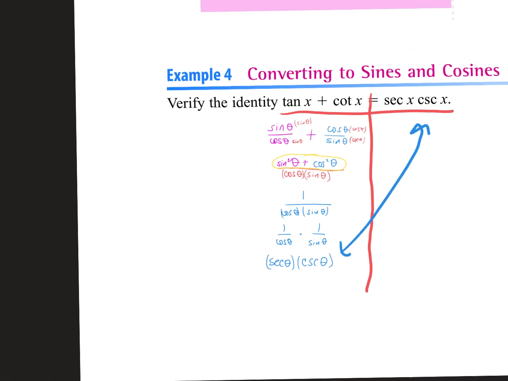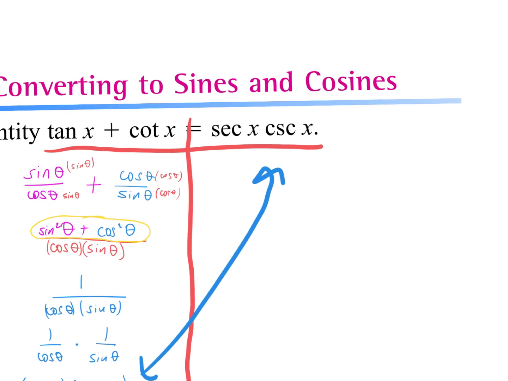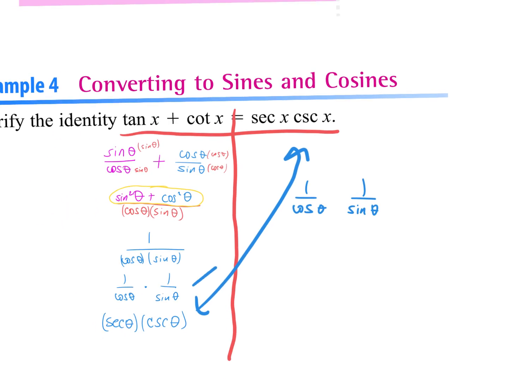I have people all the time say, I went like this, and this is fine, guys. It's not that you're not allowed to ever touch the other side. It's just easier sometimes if you only focus on one. But some people are like, well, right off the bat, I went like this. I said, this is 1 over cosine, and this is 1 over sine. If you want to just take one step to kind of see, okay, wait, where am I? Because look, didn't we get there right there?